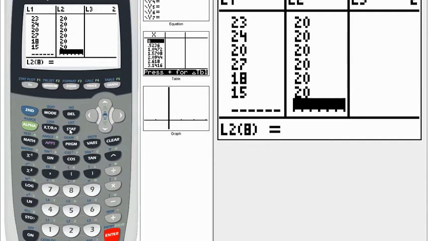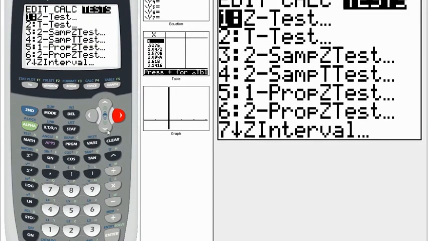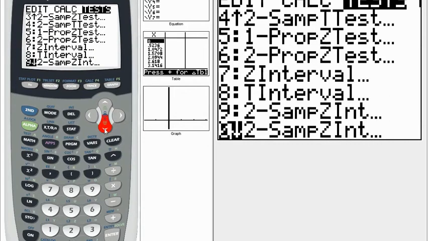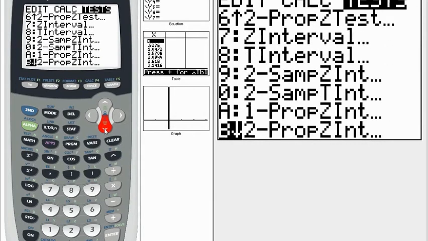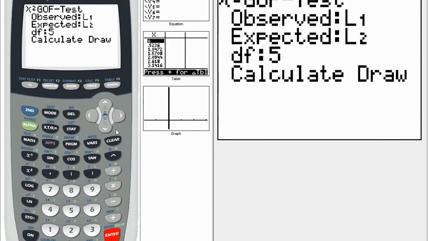And so let's click on stat tests and go down to the goodness of fit. If you're taking AP biology, you're probably doing some goodness of fit tests, and you would use this command and you'll know all the answers. I have my L1, my L2, and I have to change my degrees of freedom to 6, and I will calculate that.